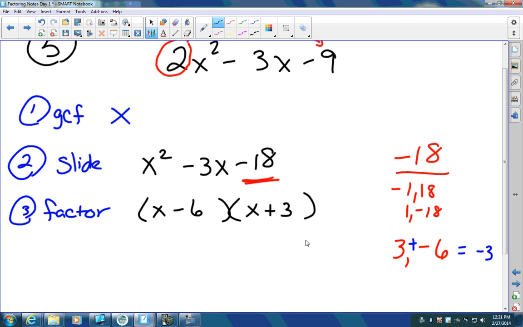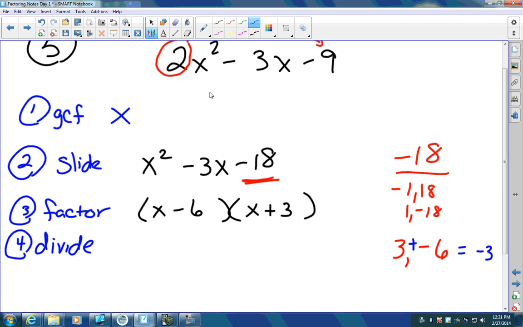Now, wait, what? Wait, the other way around. You put the 3 here? Yeah. Okay, great question. No, it doesn't matter which place you put it. You can put the 3 here and the negative 6 here. It doesn't matter. Okay?